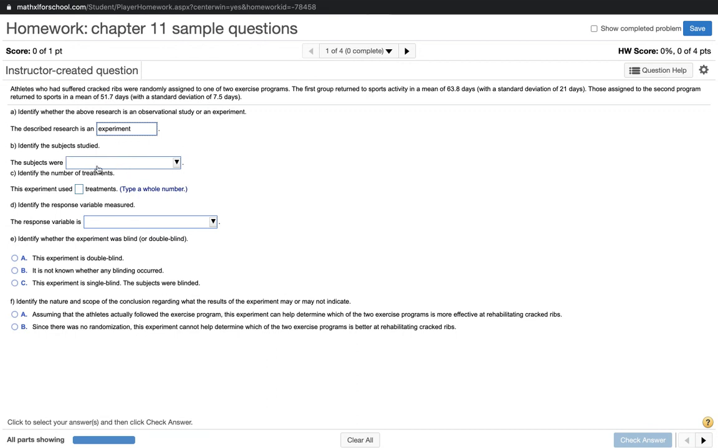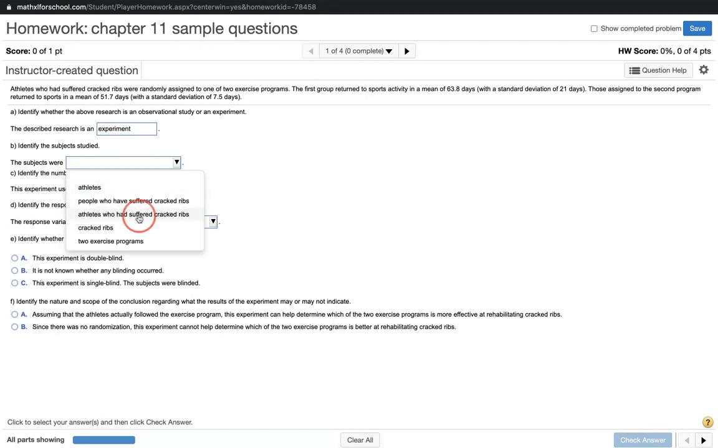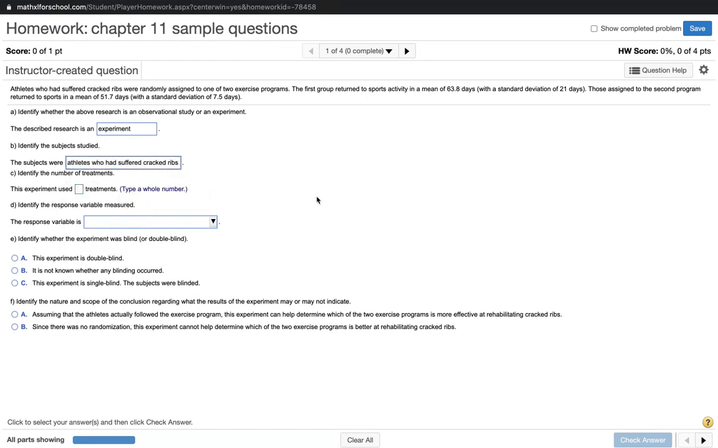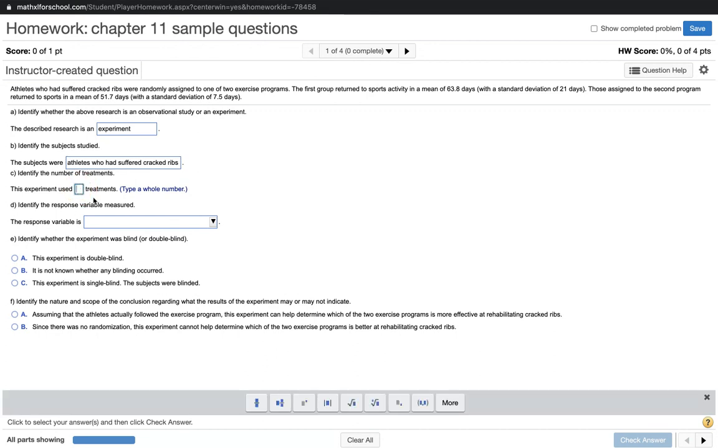Identify the subject of the study. Those, again, are the participants. It says it right there at the beginning of the first sentence, athletes who had suffered cracked ribs. So those people are the participants in this study. Identify the number of treatments. So how many groups were there? There were 2 exercise programs, 2 groups, so 2 treatments.